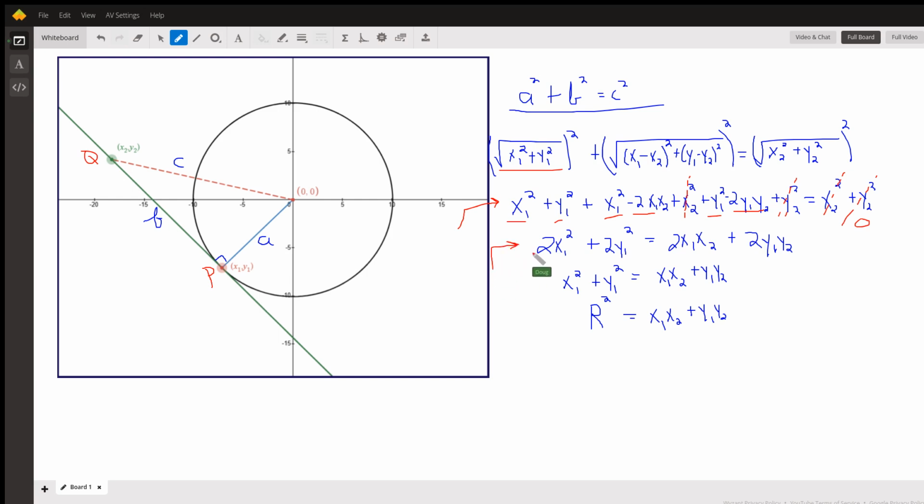And you might notice that every term is divisible by 2, and that this expression right here is just the radius squared. So this is another way to show that from the point of tangency to any other point on this tangent line, the product of the x coordinates plus the product of the y coordinates will always equal the square of the radius of the circle.